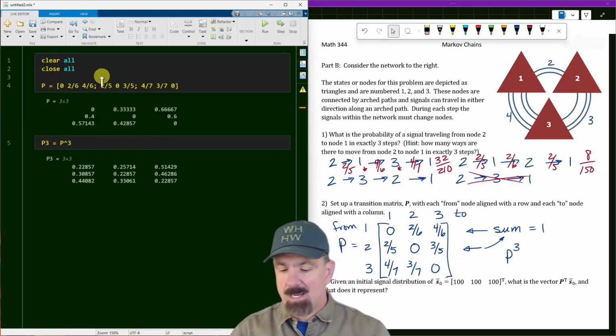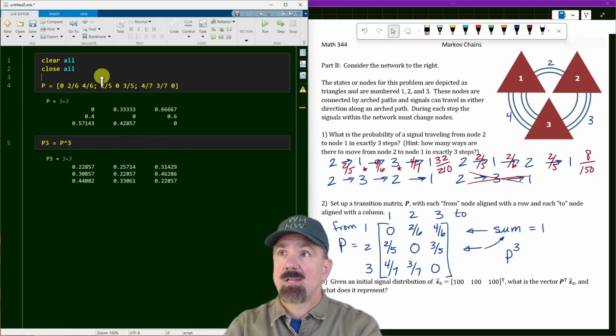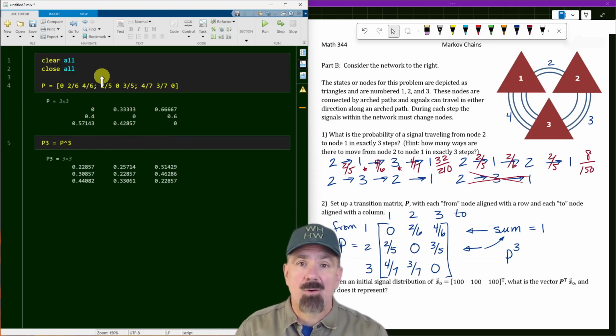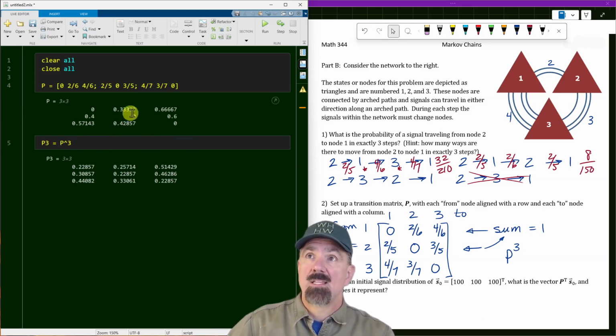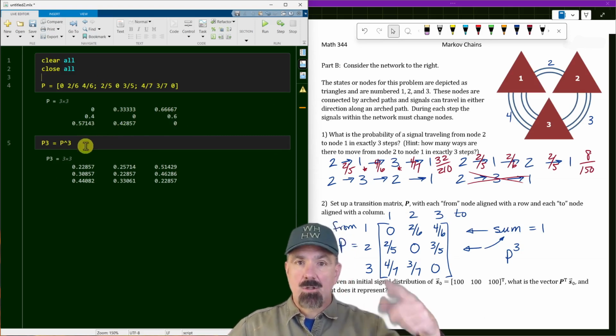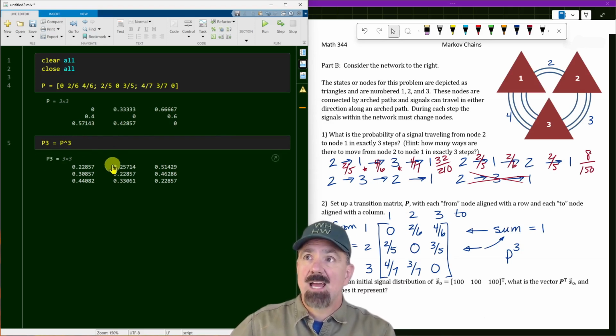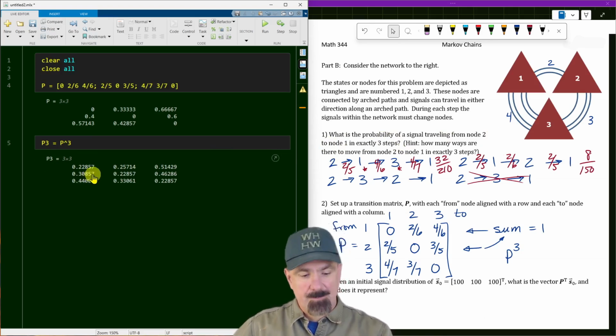Remember, and this might come in useful, sometimes it is, sometimes it's not, but you can use the format rational in order to make these fractions. But we can see we have a 1/3, 2/3, 2/5, and 3/5, and then these are the sevenths here. So I've taken p cubed, that is the accumulation of 3 steps, and the resulting probability of going from node 2 to node 1 is this 30857.